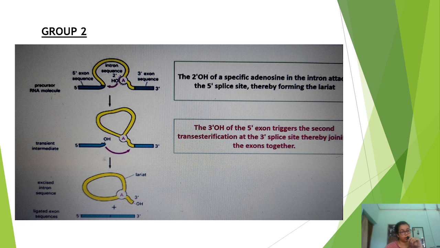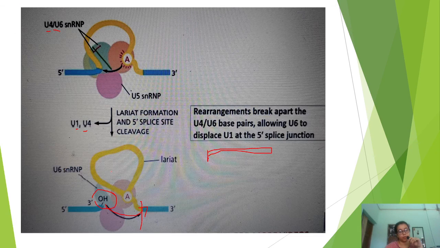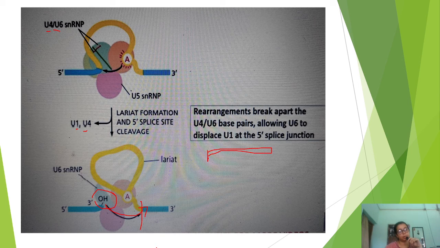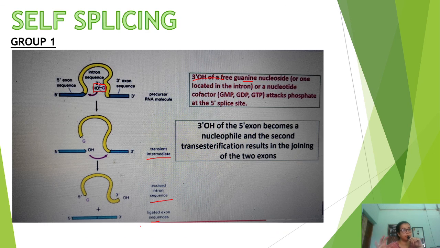Here the intron which is formed is in the lariat shape. One more important thing which I forgot to make you understand: in the pre-mRNA splicing technique, after the removal of the intron, a sequence will be present which will ensure that there is a proper binding of the exons. I forgot to mention that earlier.